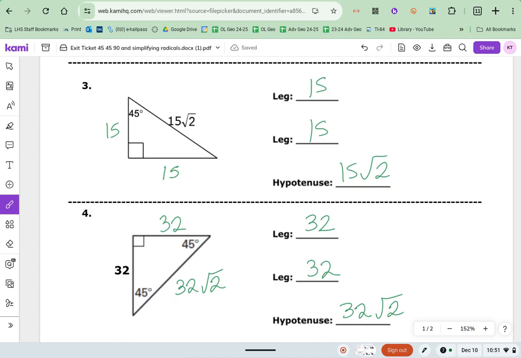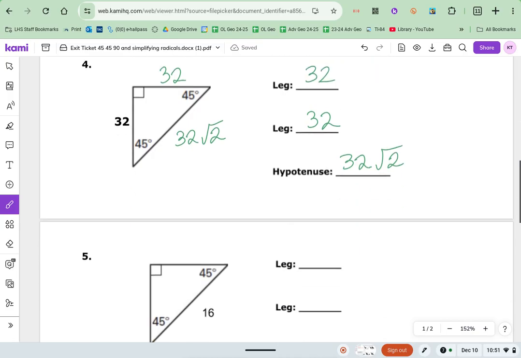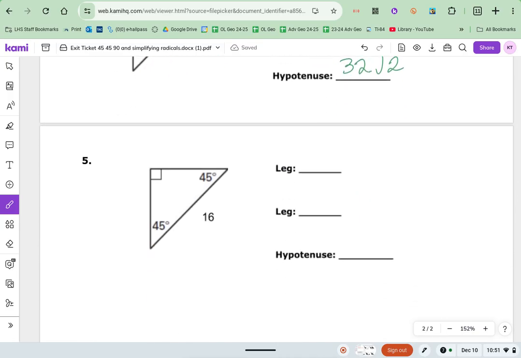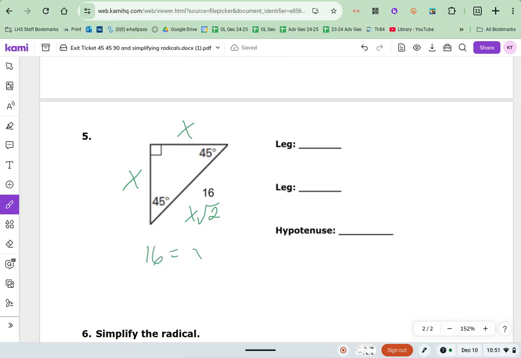Okay, guys, let's do number 5 together. So, for number 5, remember the pattern is still x root 2. So 16 is on the x root 2 side, so we set them equal. So we say 16 equals x root 2. And then our goal is to solve for x, because once we solve for x, those are the legs.